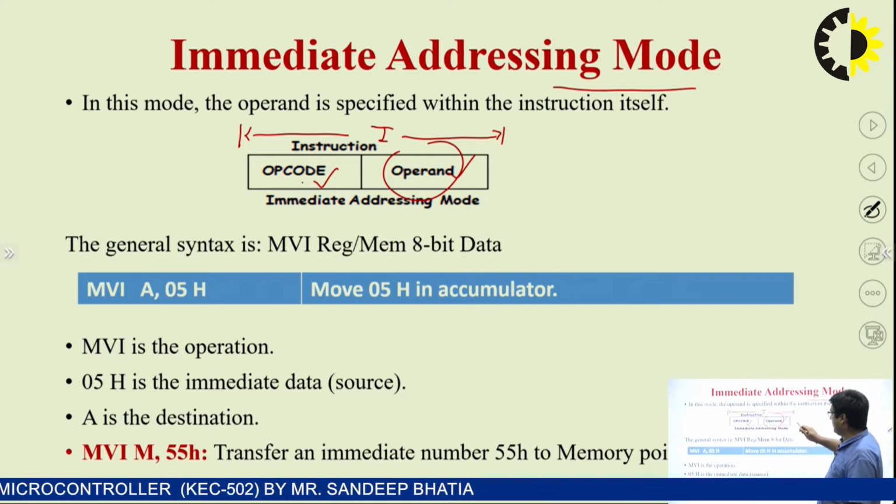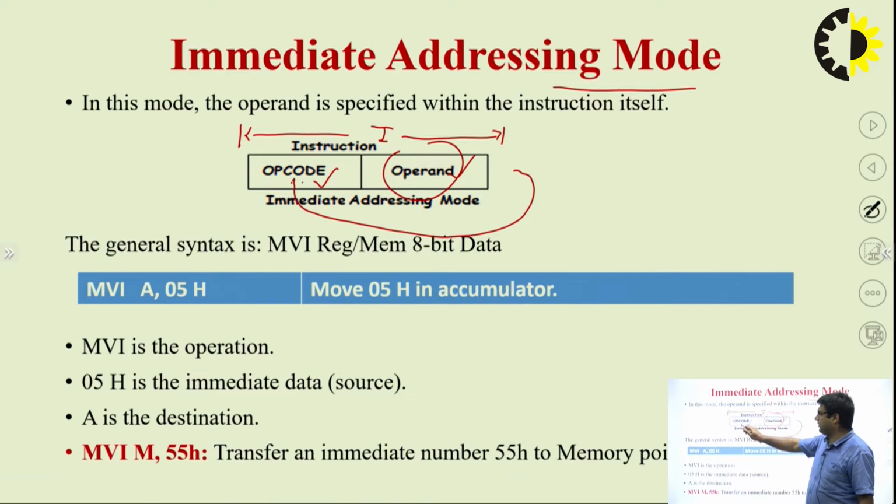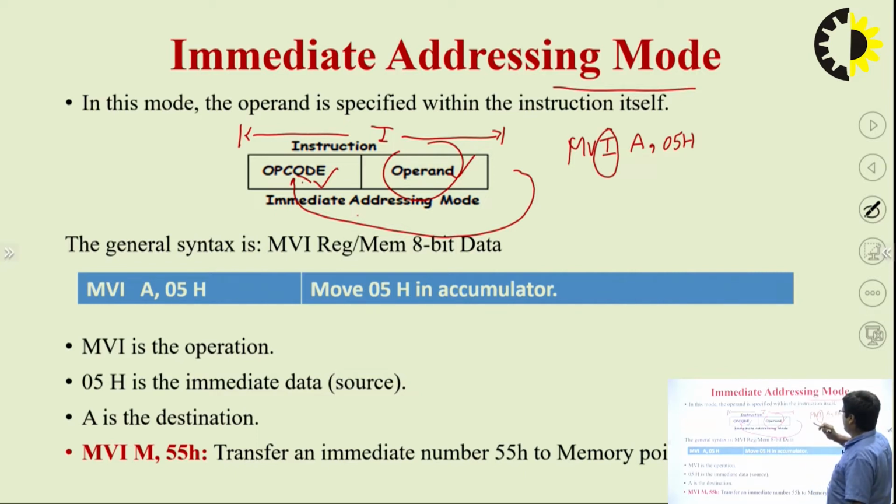The immediate value of the operand will be moved into the accumulator. Here is an example: MVI A, 05H, where A is the accumulator. How can we recognize the immediate addressing mode? It is recognized by the I. If we do not put an I here, then it is MOV. So the I implies the immediate addressing mode. Immediate means the source operand will be a value, a data. Here 05 represents the immediate value, or we can say data.